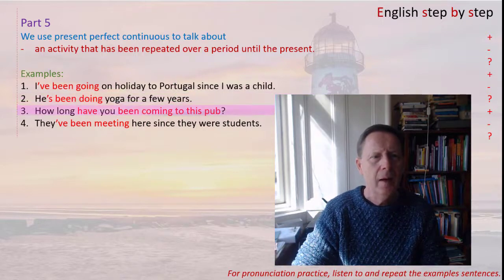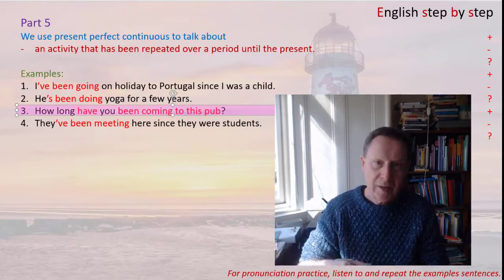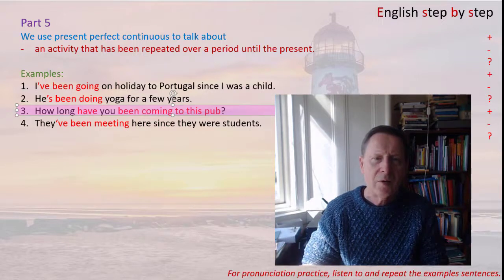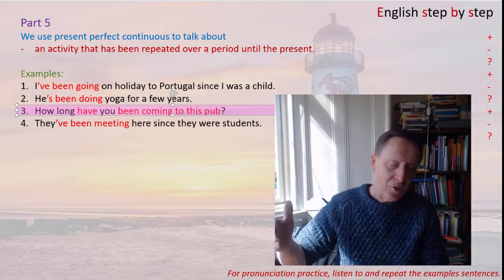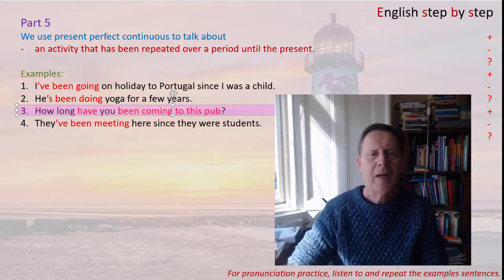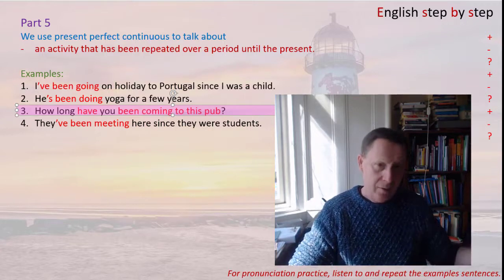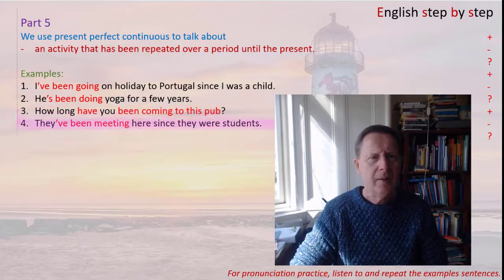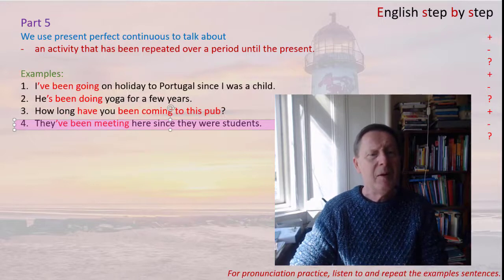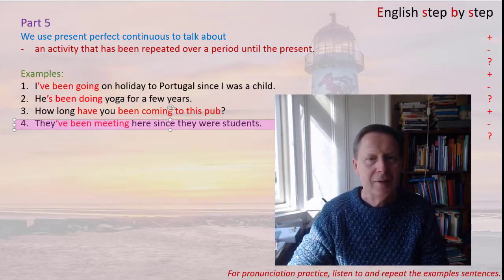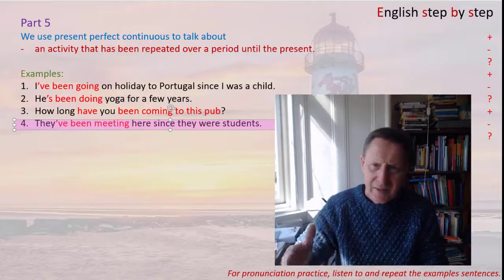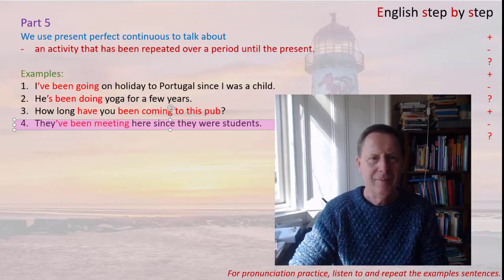Next one, how long have you been coming to this pub? In other words, it's a habit, it's a repeated activity. How many times? Between the first time and now. Number 4, they've been meeting here since they were students. Again, the meetings have been repeated.